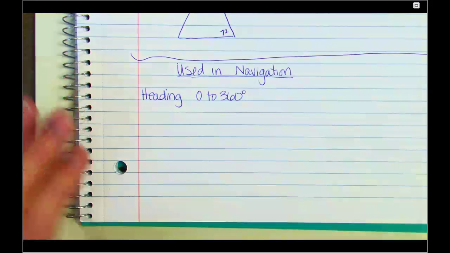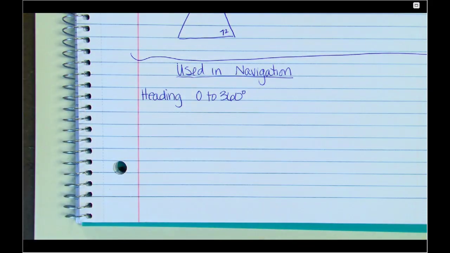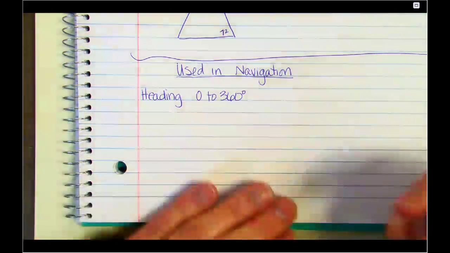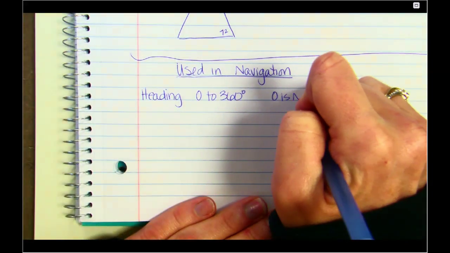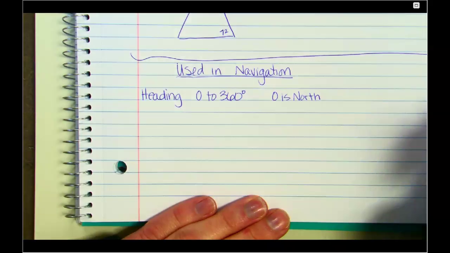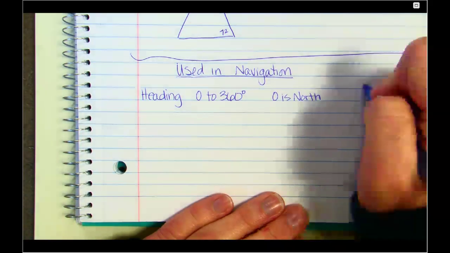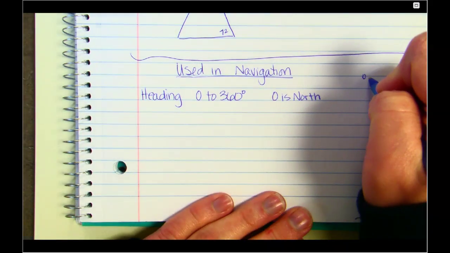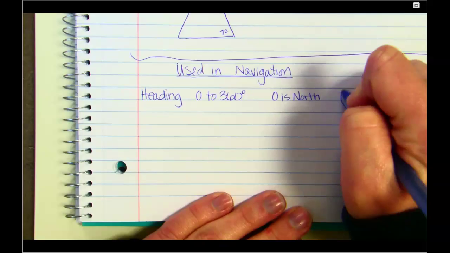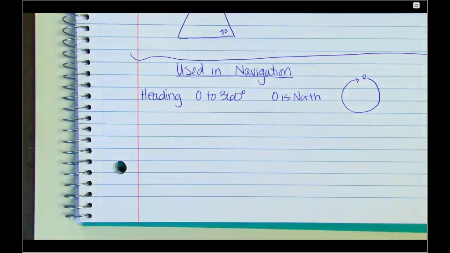Okay, so just like we were measuring before, except the weirdness is that it changes where 0 is. 0 is actually at north, which means that south would be what? 180. South is 180. So it goes from 0 at the top and it goes clockwise instead of counterclockwise.